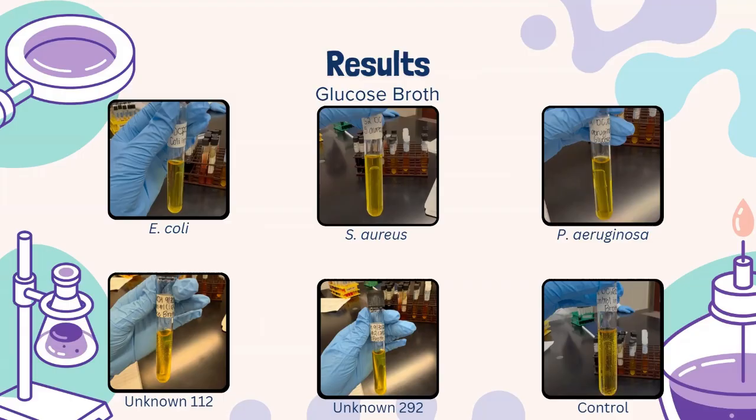You can differentiate between the strong and the weak fermenters with this test because the strong fermenters will produce rapid acid and gas, which means it'll be yellow and have bubbles, while the weak fermenters will only show delayed or partial color changes with little to no gas.